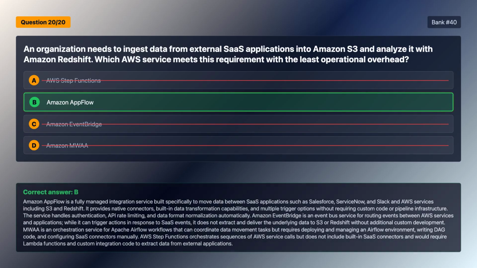The correct answer is option B. Amazon AppFlow is a fully managed integration service built specifically to move data between SaaS applications such as Salesforce, ServiceNow, and Slack and AWS services including S3 and Redshift. It provides native connectors, built-in data transformation capabilities, and multiple trigger options without requiring custom code or pipeline infrastructure. The service handles authentication, API rate limiting, and data format normalization automatically.